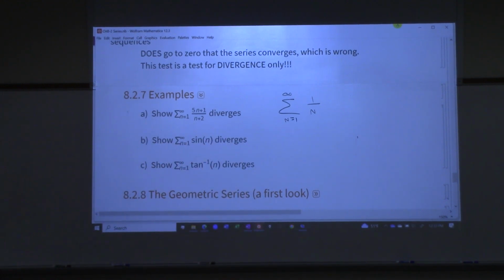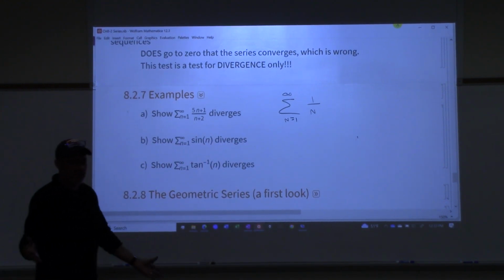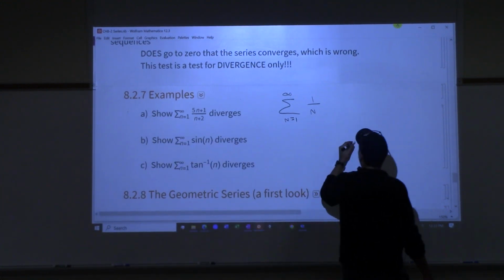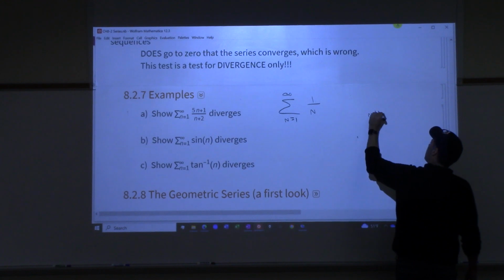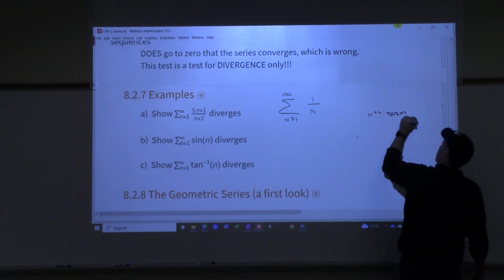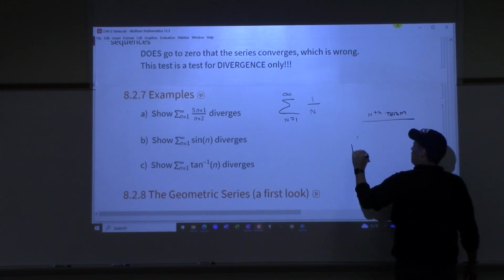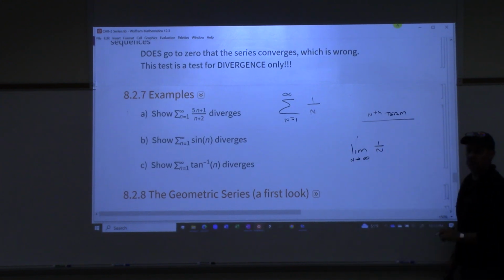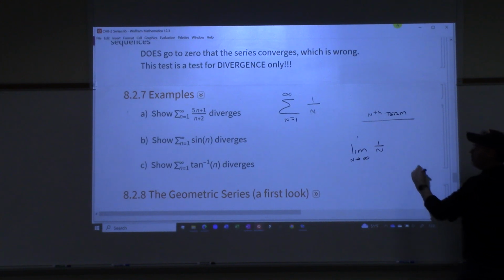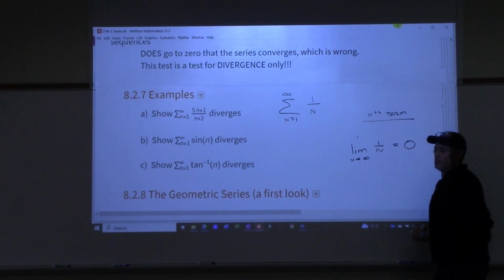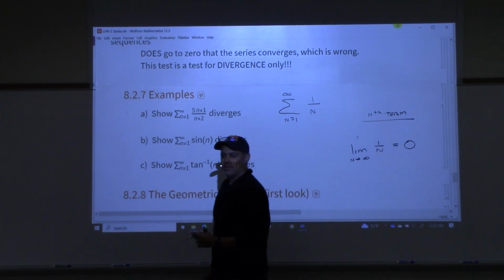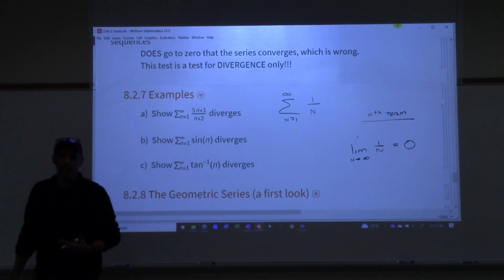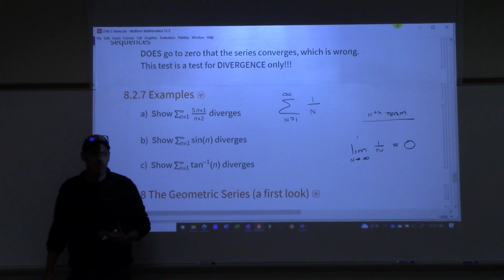Let's try the nth term test. That's the only test we have right now, right? That's the only test we have. So let's try it. The nth term. So I take the limit as n goes to infinity of 1 over n, and that equals 0. We just know that it doesn't diverge. All we know right now is nothing.